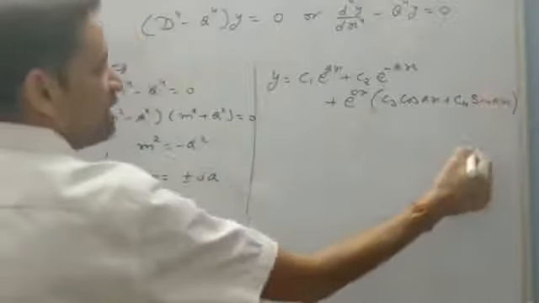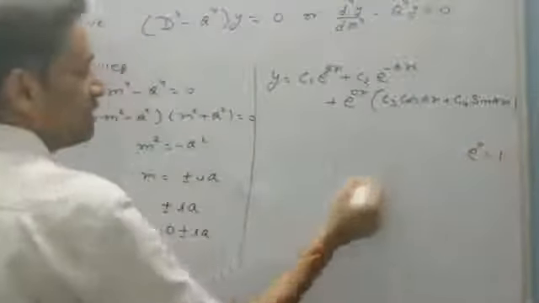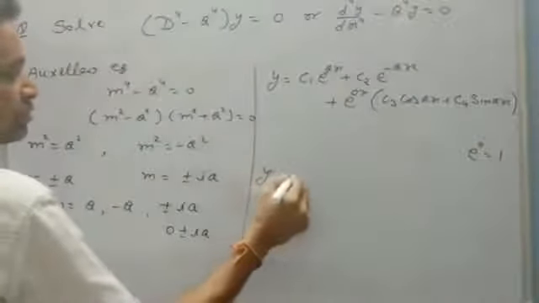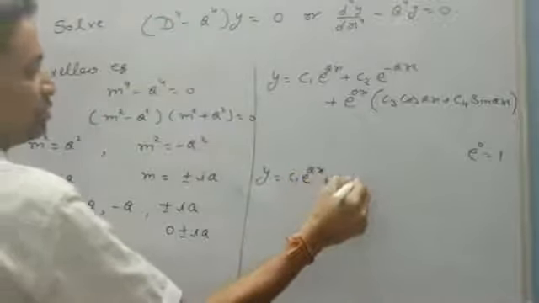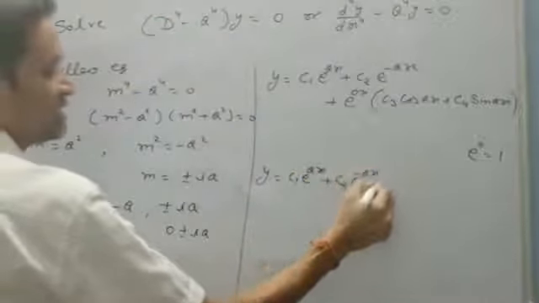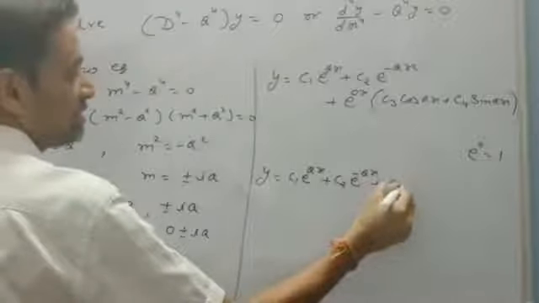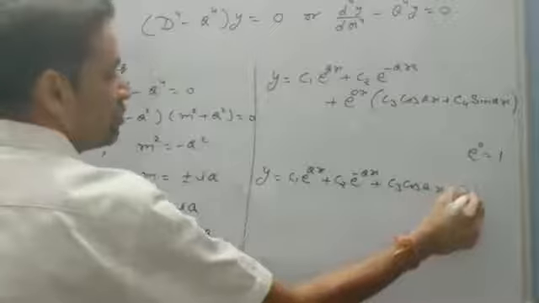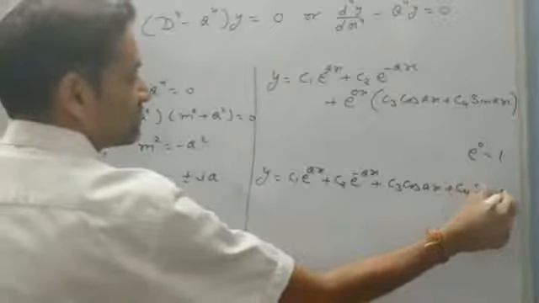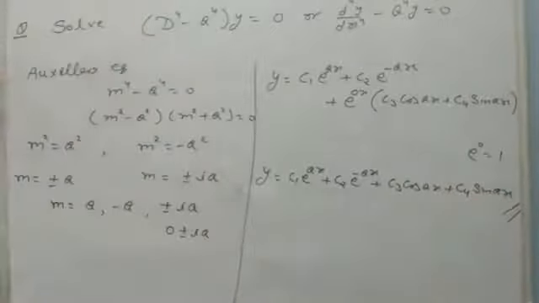As we know that e to the power 0 is equal to 1, so y will equal c1 e to the power ax plus c2 e to the power minus ax plus c3 cos of ax plus c4 sine of ax. This is the required solution of the given differential equation.